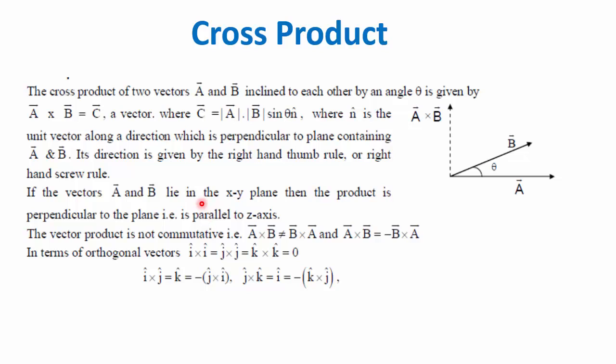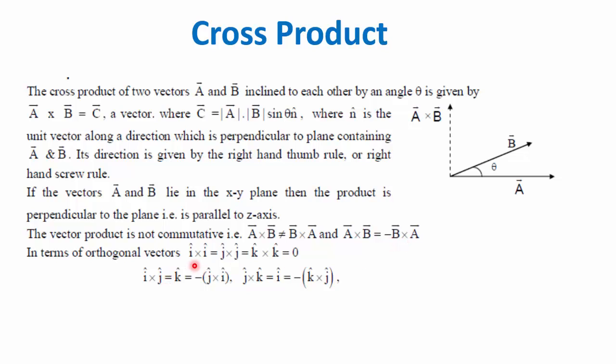Now I will show you that when I multiply two vectors in the cross product rule, I always get a cross b equal to minus b cross a. Why? Because they are not commutative, which means a cross b is not equal to b cross a, rather a cross b equals minus b cross a.